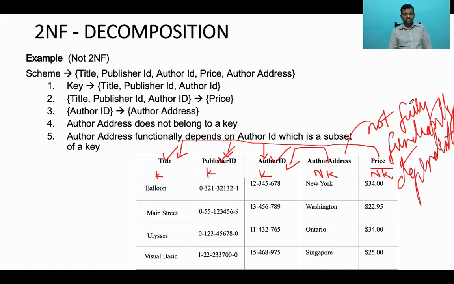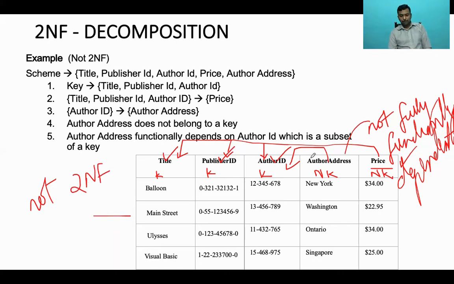Okay. Now, when it is not fully functionally dependent, then it is not satisfying second normal form. So when it is not satisfying second normal form, what do I need to do? I need to divide my table. How will I divide my table?